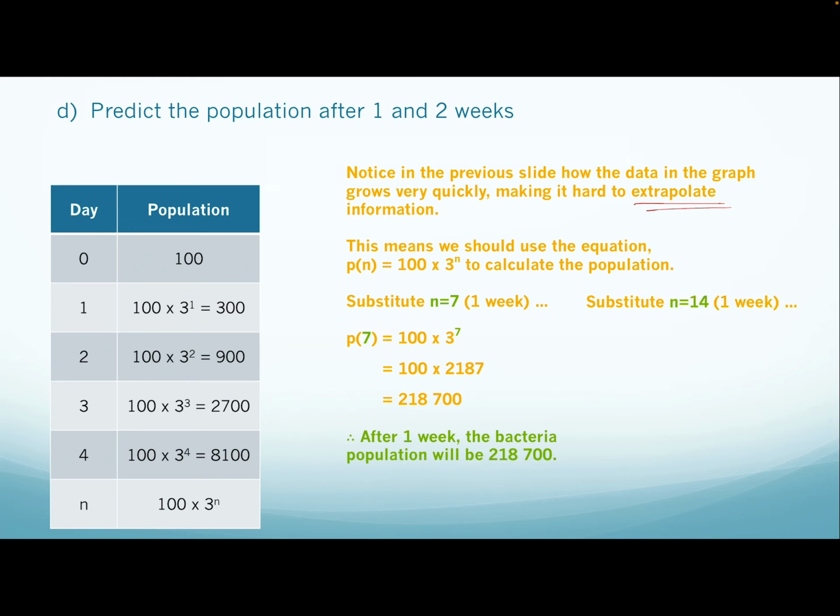So we would then substitute n equals 14 into the equation, because now it's been 14 days. 3 to the 14, we can see it's a much bigger number, 4,782,969. Multiply that by 100, and then we get something over 478 million. So that would be the amount of bacteria after 2 weeks. That should say after 2 weeks.